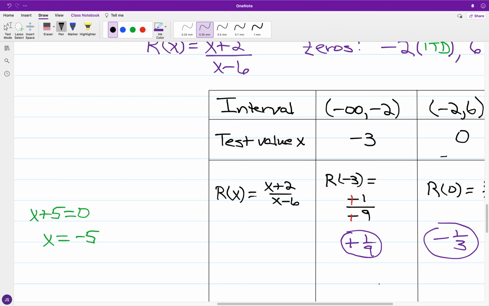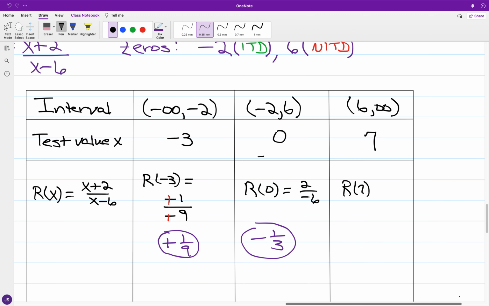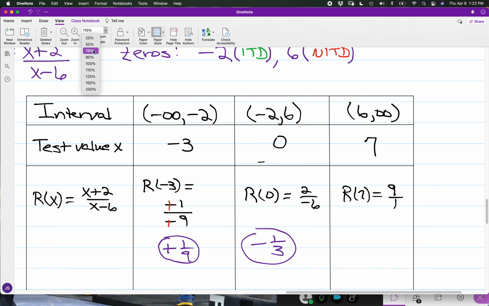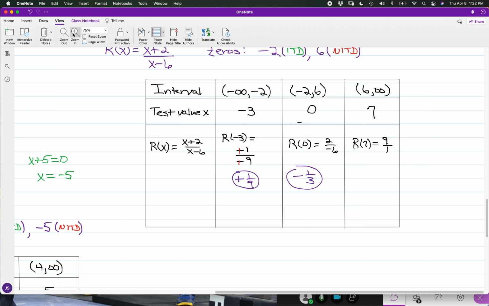Okay, so I have in the case of r of 7, okay, so you have 7 plus 2 is 9, 7 minus 6 is 1, and so we have for this output, okay, so that's going to be a positive 9.